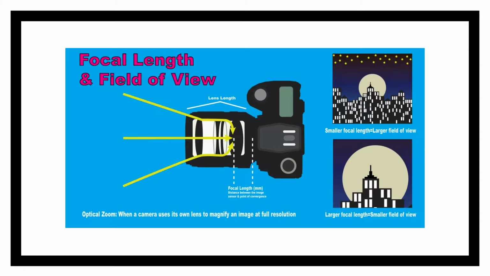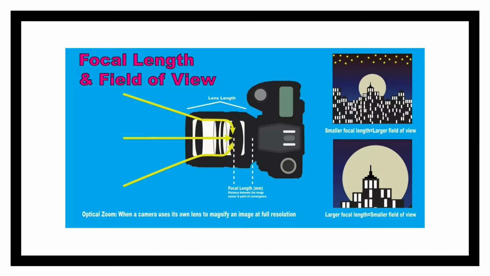To understand the infinite zoom effect, you must first understand optical zoom. Optical zoom is where the camera uses its own lens to magnify an image at full resolution. The higher the focal length of the lens, the further it is able to zoom in. The focal length, measured in millimeters, is not simply the measurement of the lens itself, but rather the distance between the image sensor and the point at which all light rays converge inside a lens.